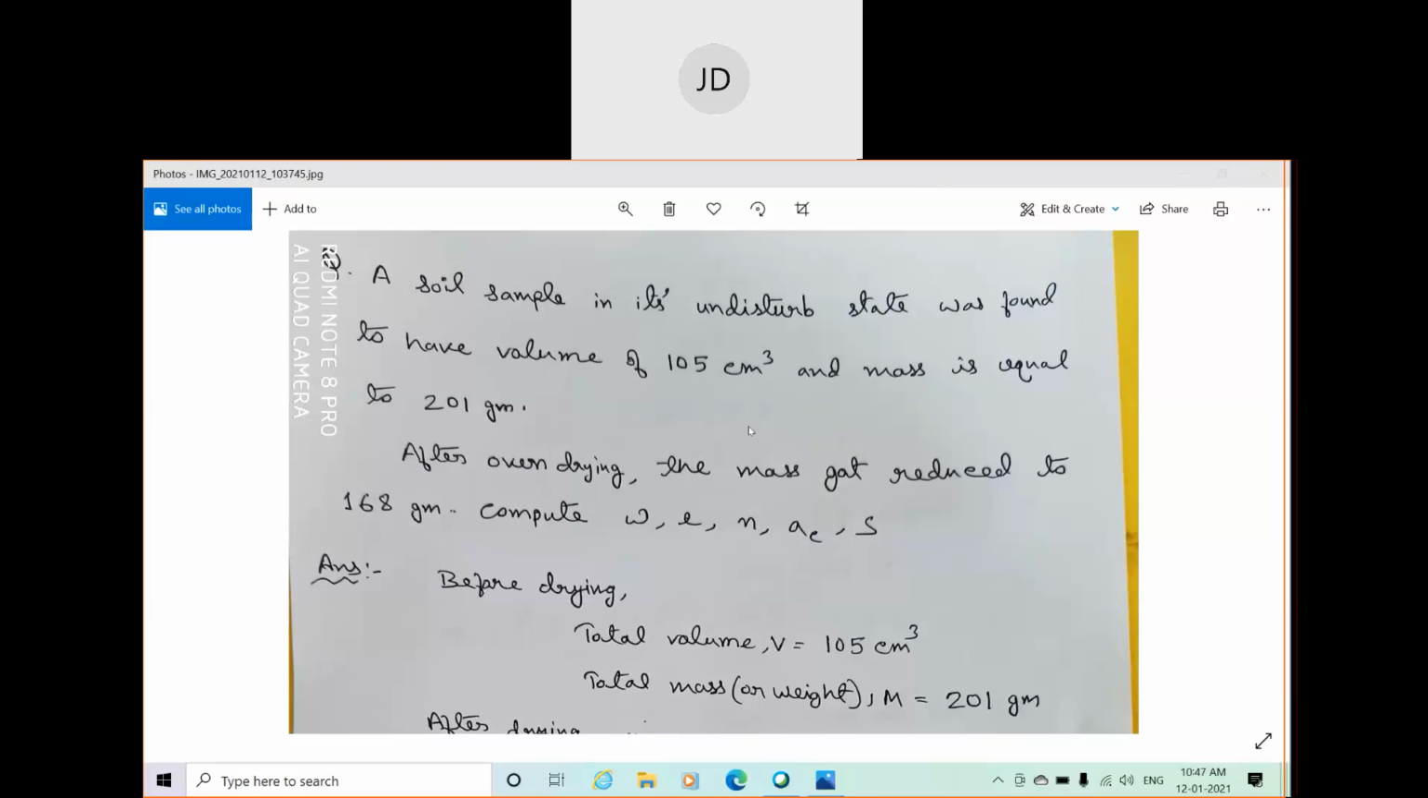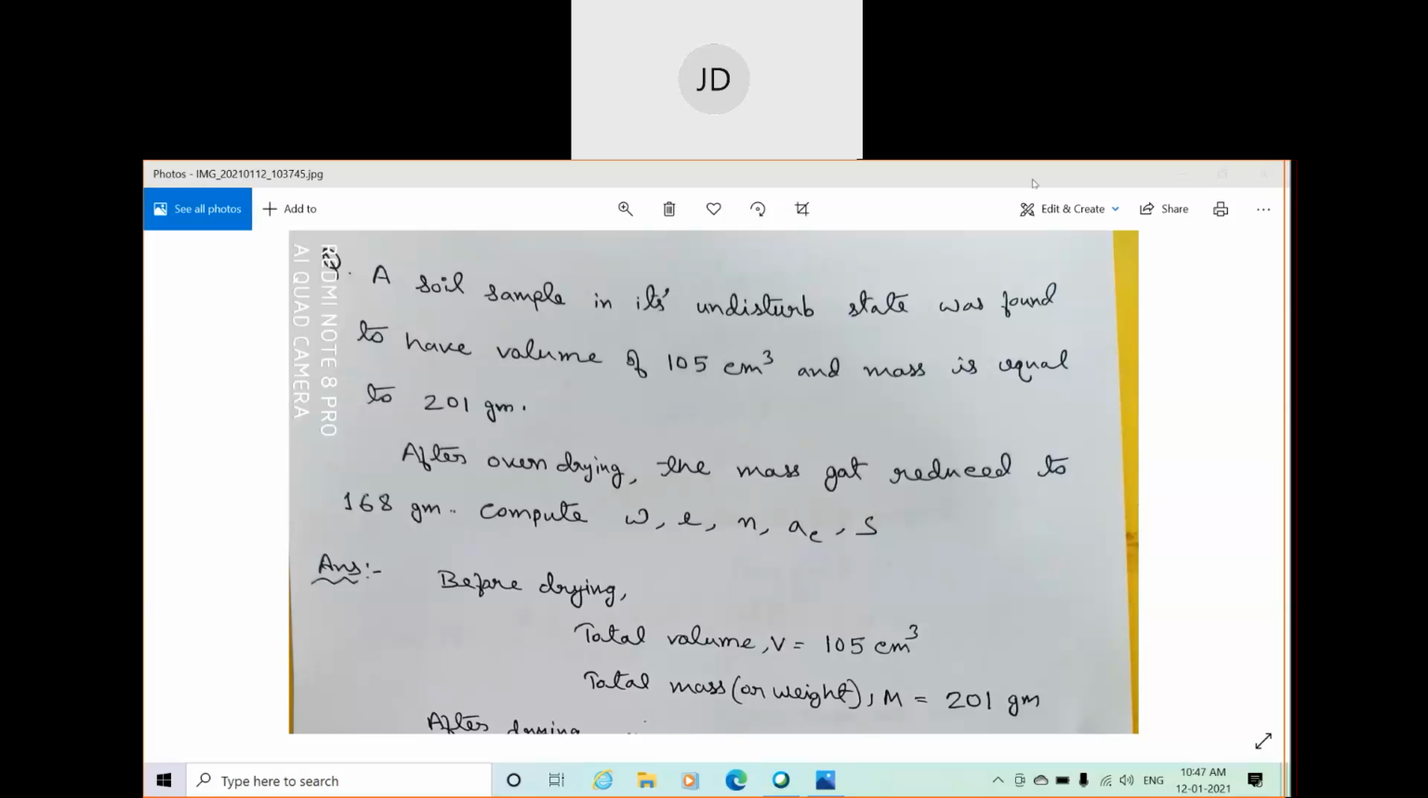Till then, I'll explain the problem statement here. In this problem, a situation is given to you, that there is a soil. Undisturbed soil means a soil which is not disturbed by any means. It's a natural soil, in a natural condition without disturbance by external force. In an undisturbed condition, the soil was found to have a volume of 105 centimeter cube.